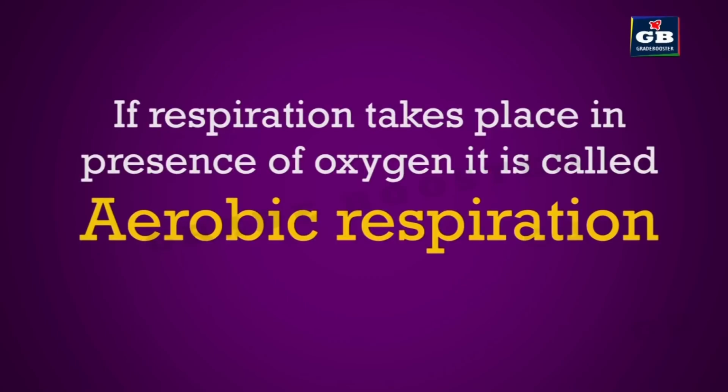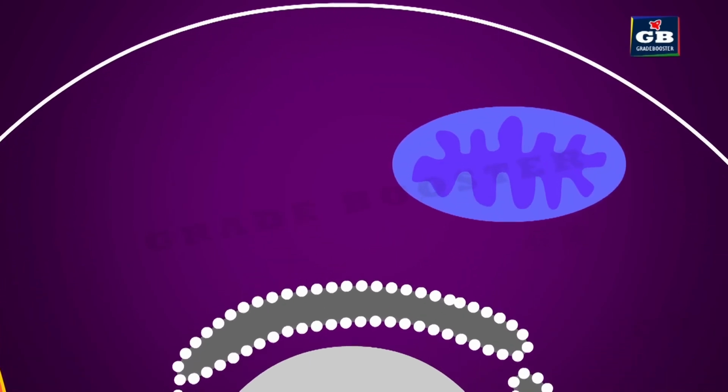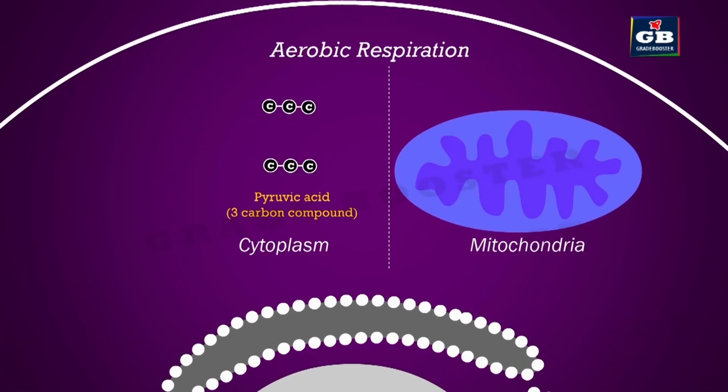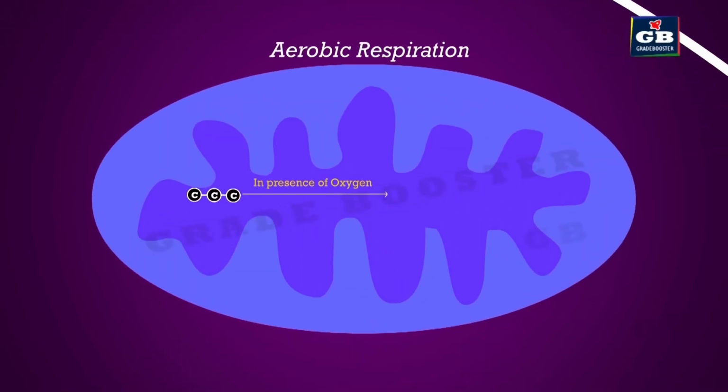The respiration that takes place in the presence of oxygen is called aerobic respiration. In aerobic respiration, one glucose molecule splits into two pyruvic acid molecules. This step takes place in the cytoplasm of the cell. Now, these pyruvic acid molecules enter the mitochondria. Inside the mitochondria, these pyruvic acid molecules turn into water and carbon dioxide. In this process, energy is released.